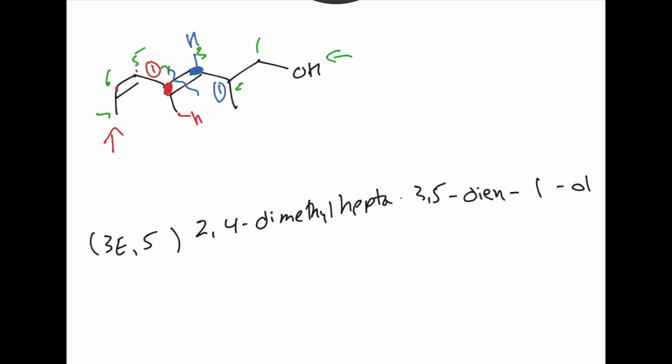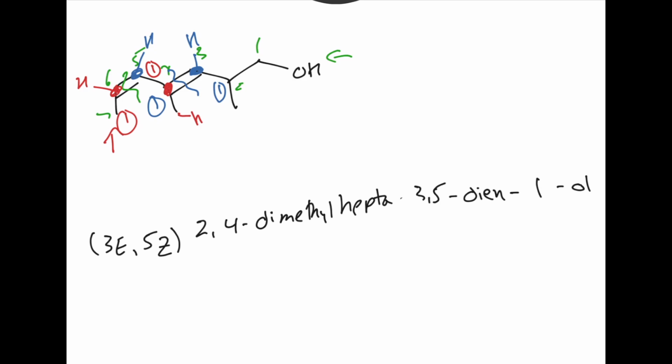All right, and then double bond 5, break it in half, we'll make it green here. The red side, hydrogen versus carbon, carbon wins. Blue side, hydrogen versus carbon, carbon wins again. The two high priority groups are on the same side, so that's Z. So 3E,5Z, 2,4-dimethylhepta-3,5-dien-1-ol. There you go. Super easy.